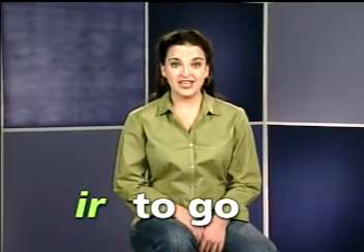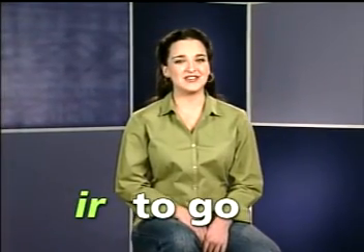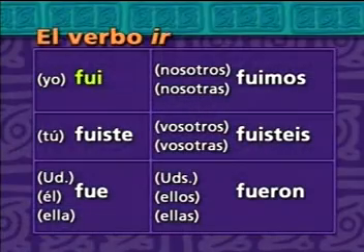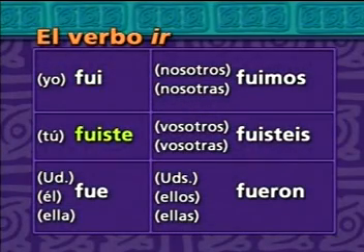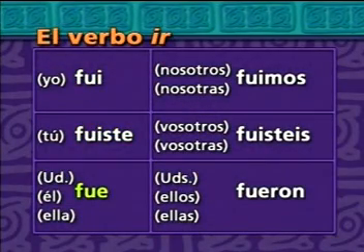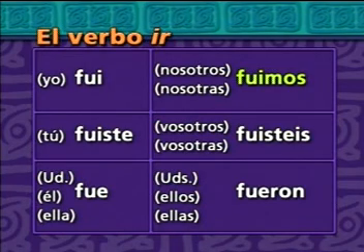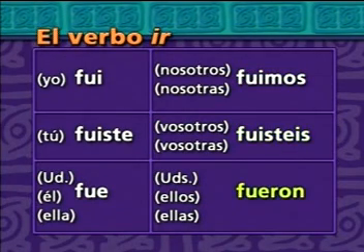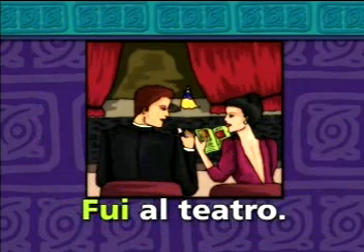But things are never completely regular in the land of language. Like English, many often used Spanish verbs are irregular in the preterite. Ir, to go, is one of these verbs. Here's how you conjugate it. Fui. Fuiste. Fue. Fuimos. Fuisteis. Fueron. Fui al teatro.